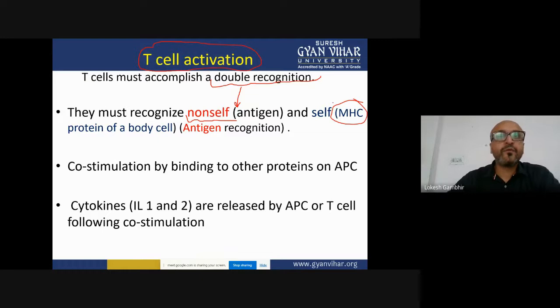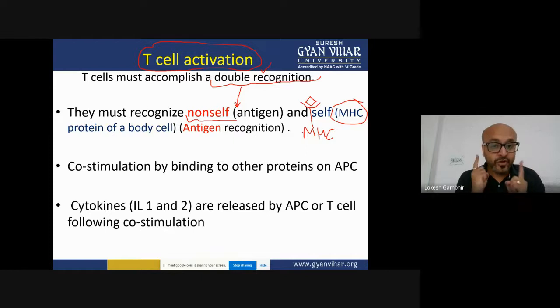Now, what if MHC1 has presented my own protein on the surface? If this property is not there, then the T cell will come and will lyse, cause the death of my normal cells, and I will see my cells are rupturing.